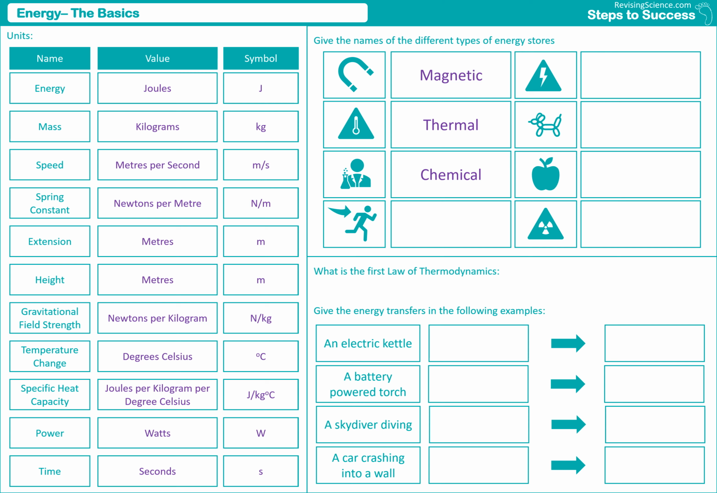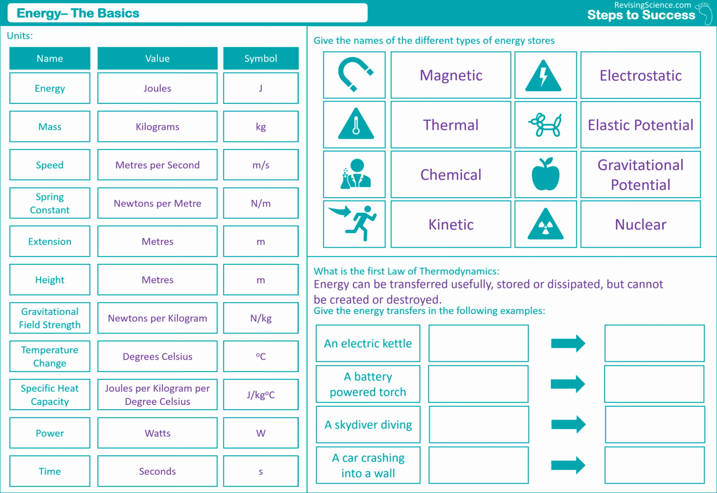Chemical, which is the energy stored in chemical bonds, such as those between molecules. Kinetic, which is the energy of a moving object. Electrostatic, which is the energy stored when repelling charges have been moved closer together, or when attracting charges have been pulled further apart. Elastic potential, which is the energy stored when an object is stretched or squashed. Gravitational potential energy, which is the energy of an object at height. And finally, nuclear energy, which is the energy stored in the nucleus of an atom.